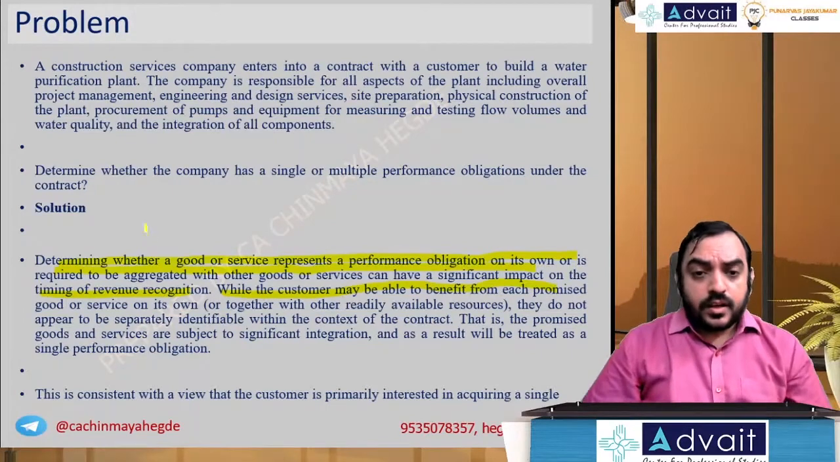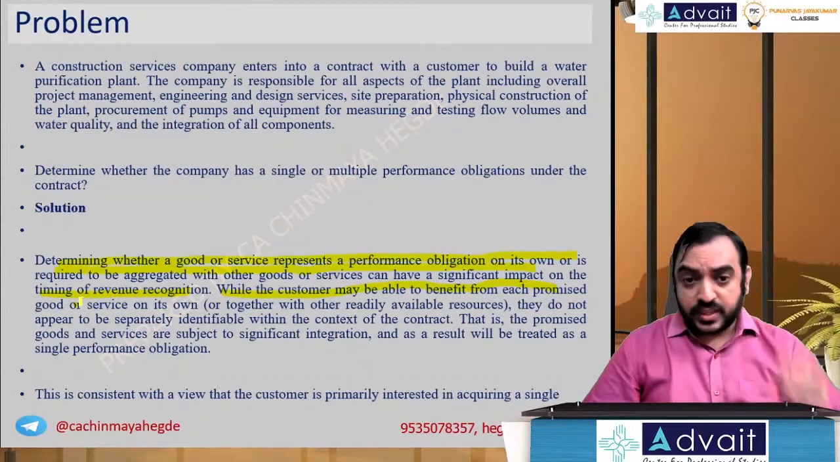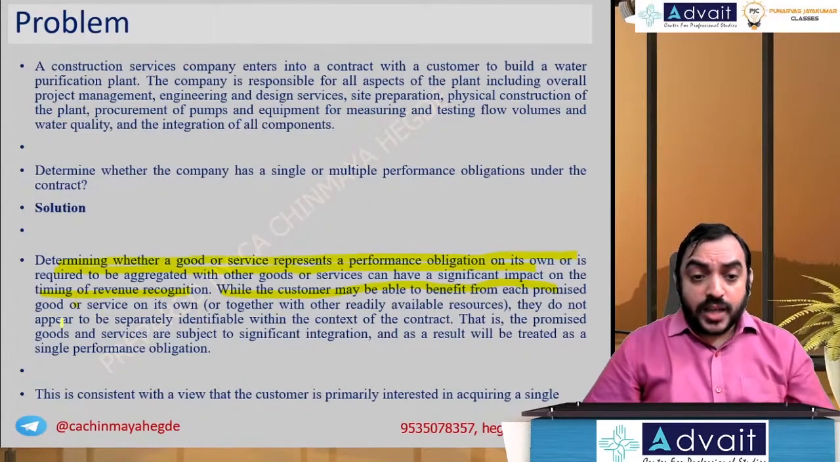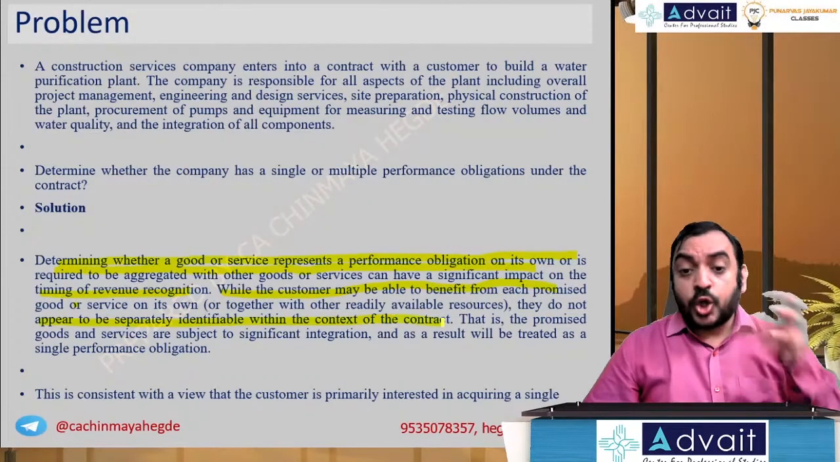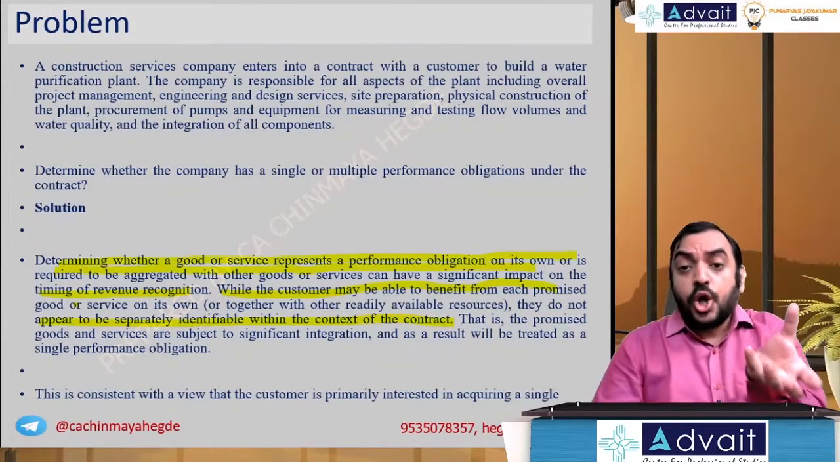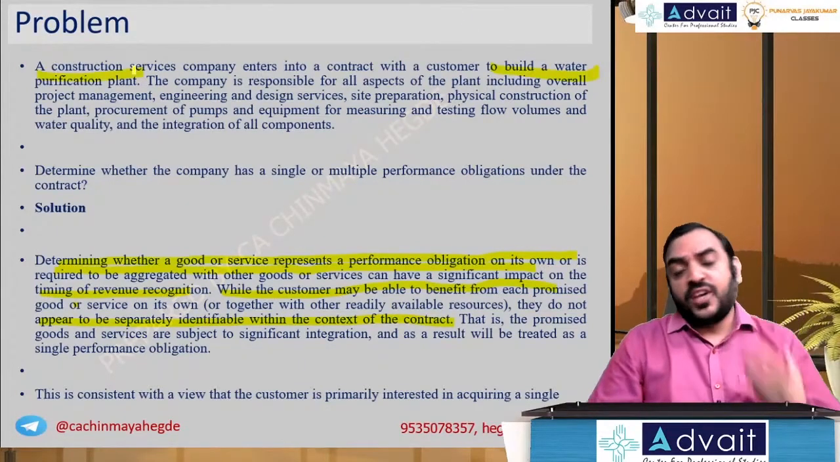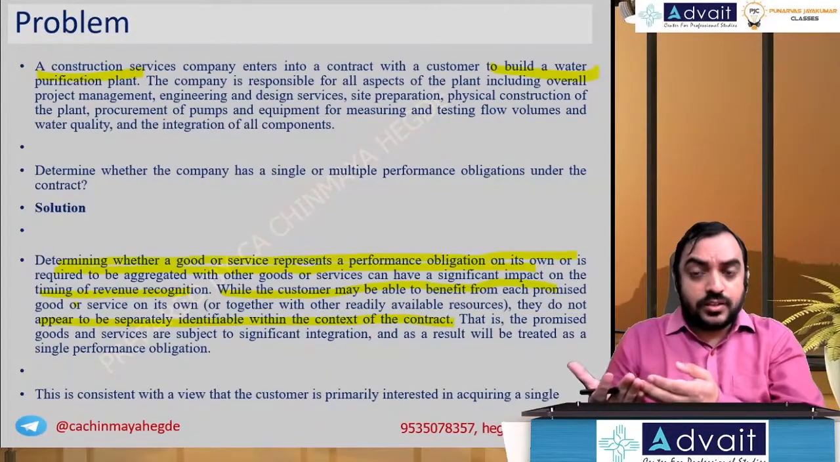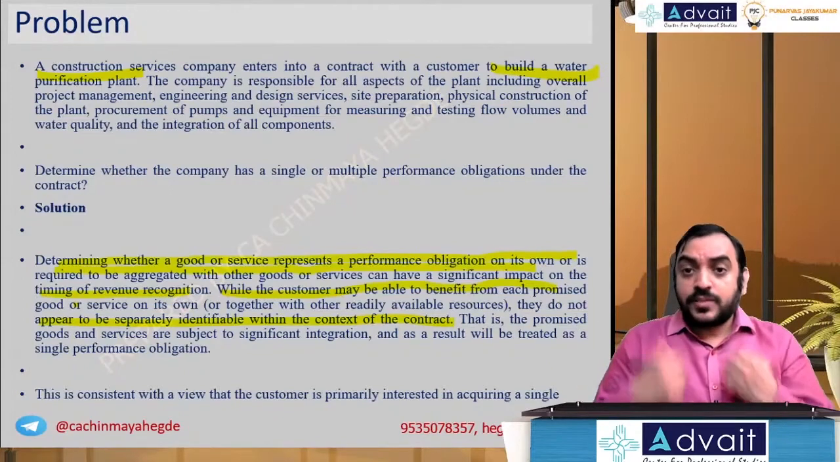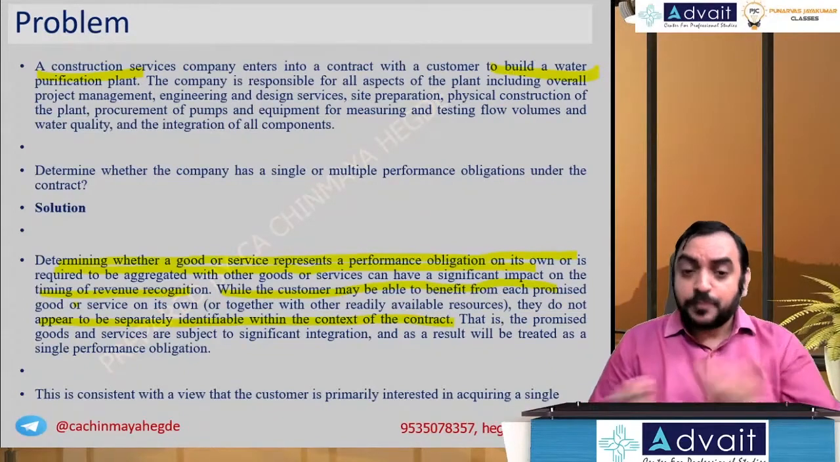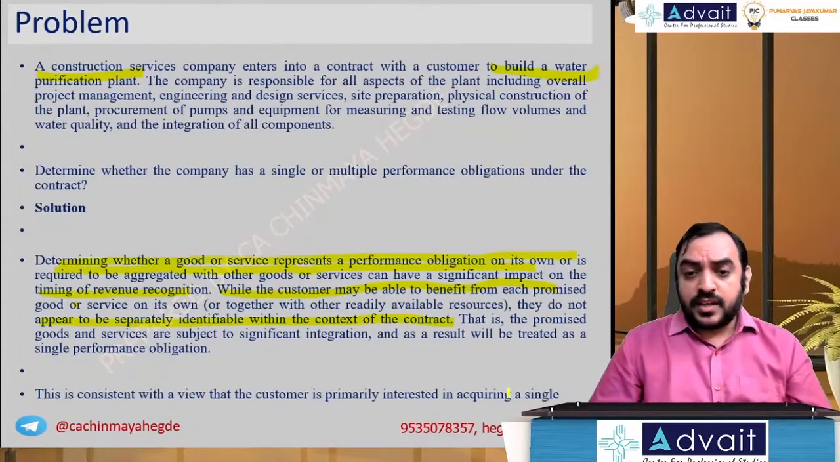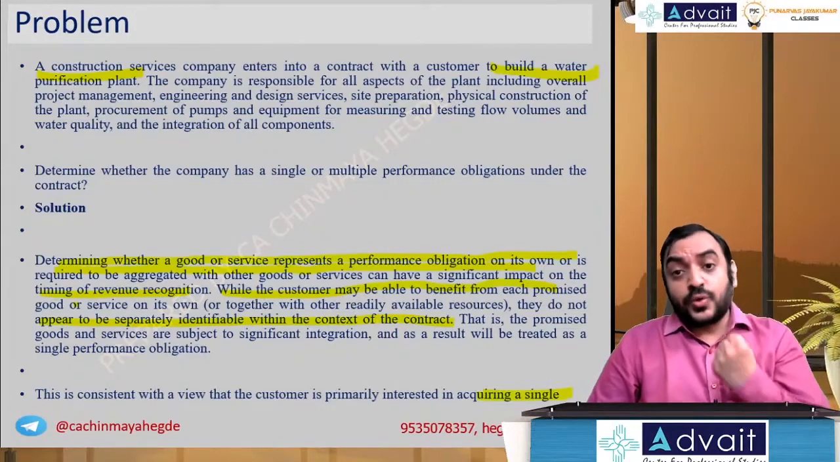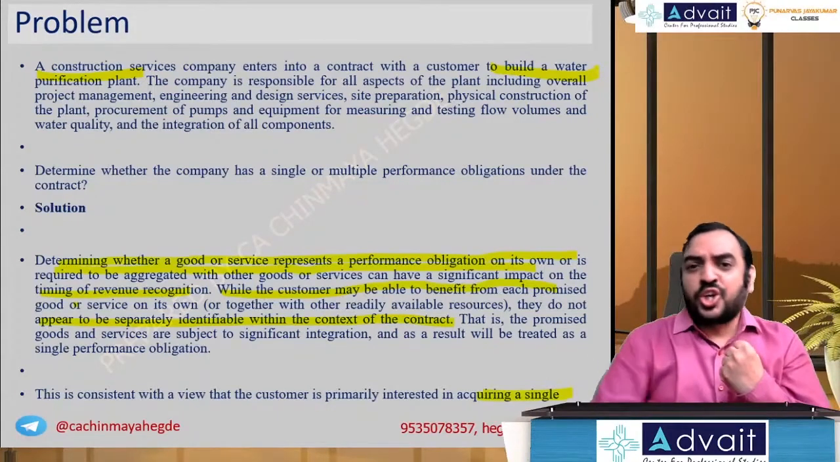So in this case, let's read. While the customer may be able to benefit from each component of promised goods and services on its own, they do not appear to be separately identifiable within the context of the contract, because the obligation is to build a water purification plant. It might have small components, but the customer's expectation is that everything should come at once. Then only the customer can actually make use of it. Therefore, it will be considered a single performance obligation. So the expectation of the customer is to get the water purification plant, not the individual components.